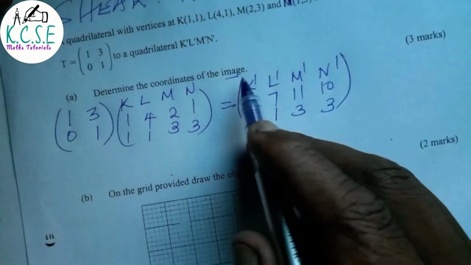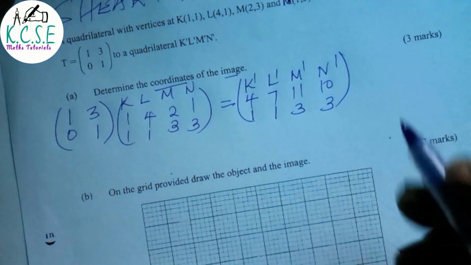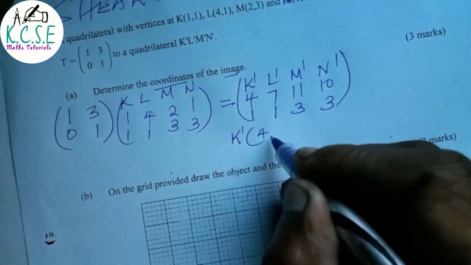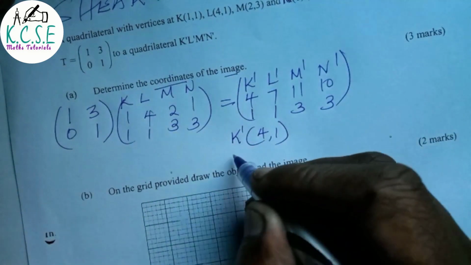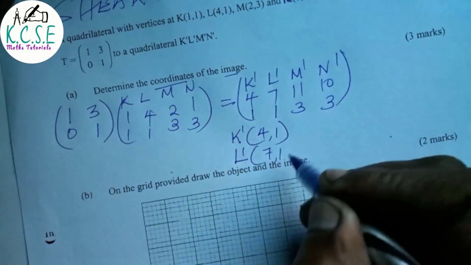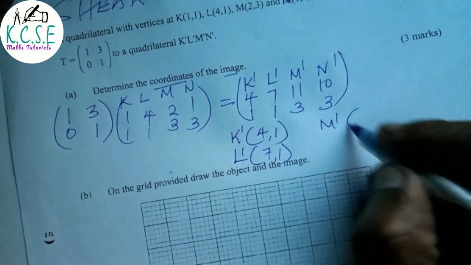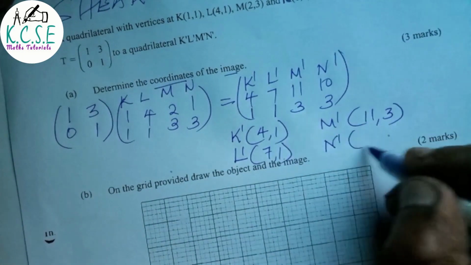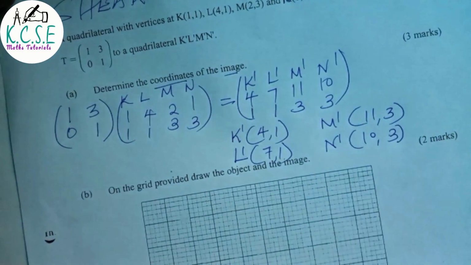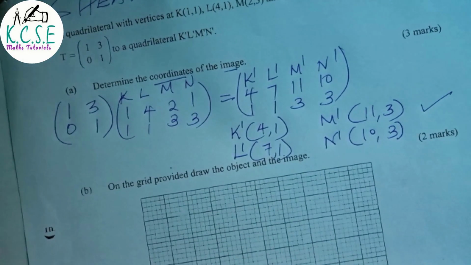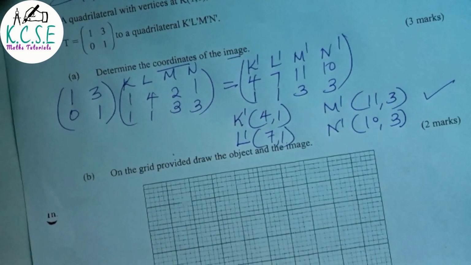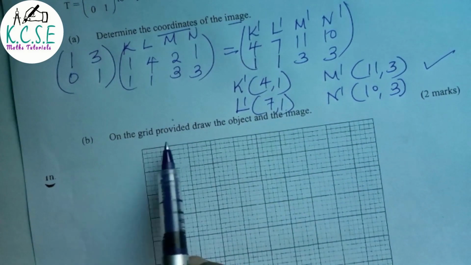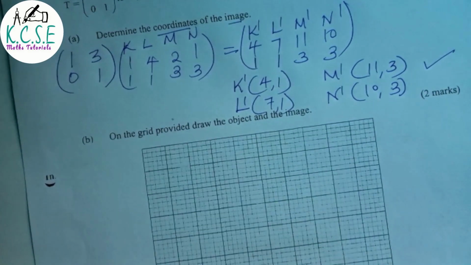So those are not coordinates, so you're not supposed to leave the answer like this. The coordinates are supposed to be given like this: K' (4, 1), L' (7, 1), M' (11, 3), N' (10, 3). So this is how you're supposed to leave the coordinates. So that finds the coordinates. In the second part, on the grid provided, draw the object and the image.